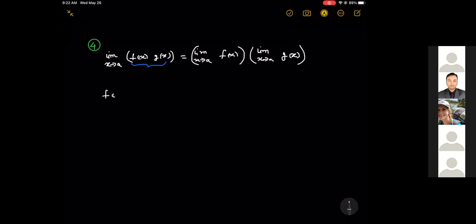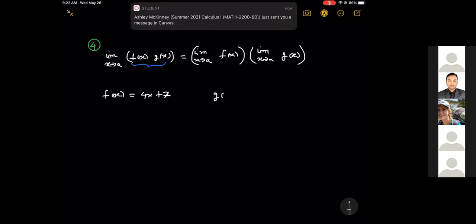So let's say f of x is, I think we can use the same example we had the last time, something like 4x plus 7. Without changing anything, we can keep repeating that.